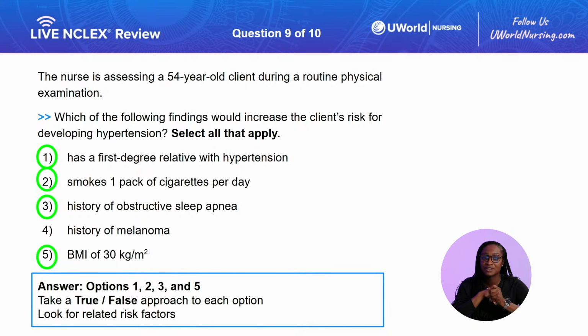Option 3, history of obstructive sleep apnea. That's because of the obstructive and the vessels are hardening. And option 5, being overweight and having a BMI of 30 kgs. Option 4 is incorrect. Having cancer does not cause you to have high blood pressure. That is unrelated at all.